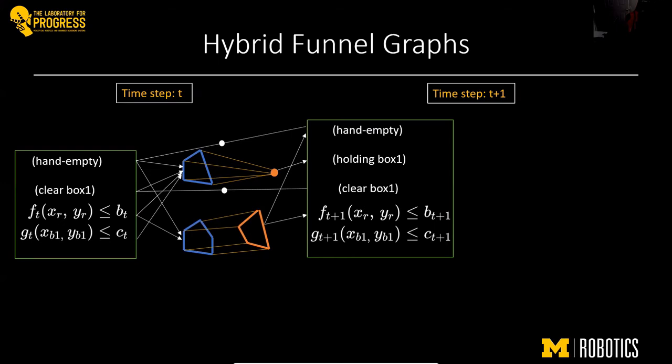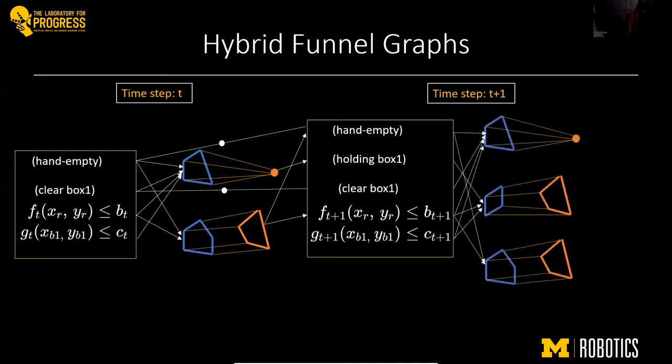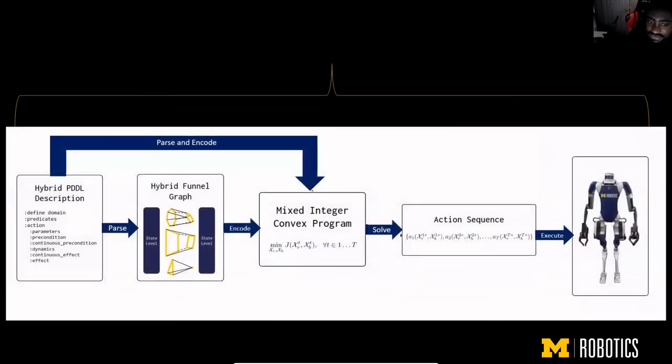building process. But if not, we use the same process as we described before to compute all the applicable funnels and keep building the graph until the goal conditions are satisfied. So that represents the hybrid funnel graph.